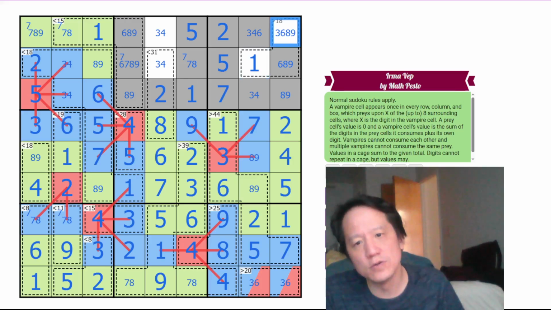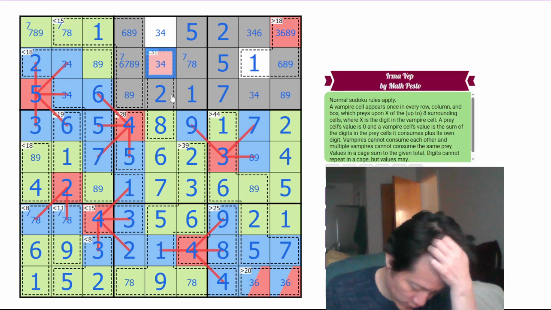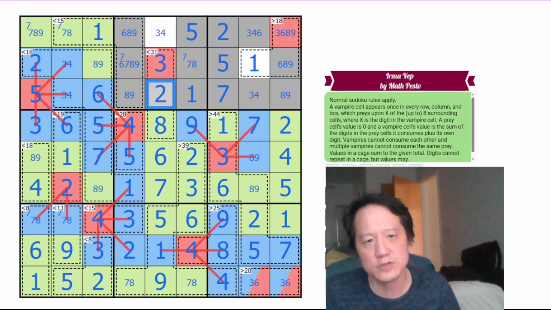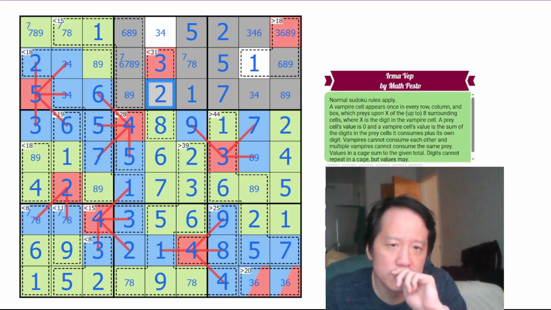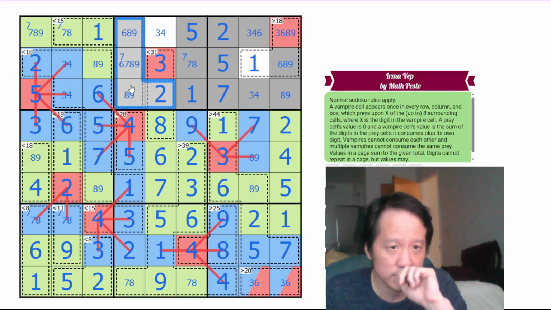Okay, so assume this is vampire and this is vampire. Again, this cannot be 4. The 3 can vampire its own region, so this would be vampired. 3, 2, and 8 is 13 plus 17. So pull vampires 2 out of these 3.